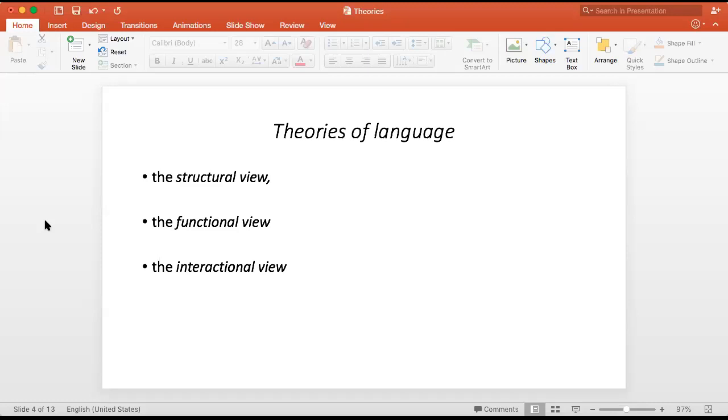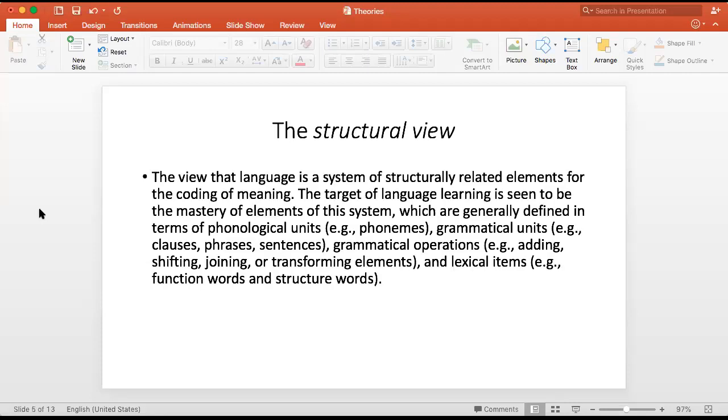By view, again, we mean theories, and by theories, we mean approach. So one is the structural approach, the other is the functional approach, and the third one is the interactional approach, right? So the methods that are based on the structural approach view language as a system of structurally related elements for the coding of meaning.